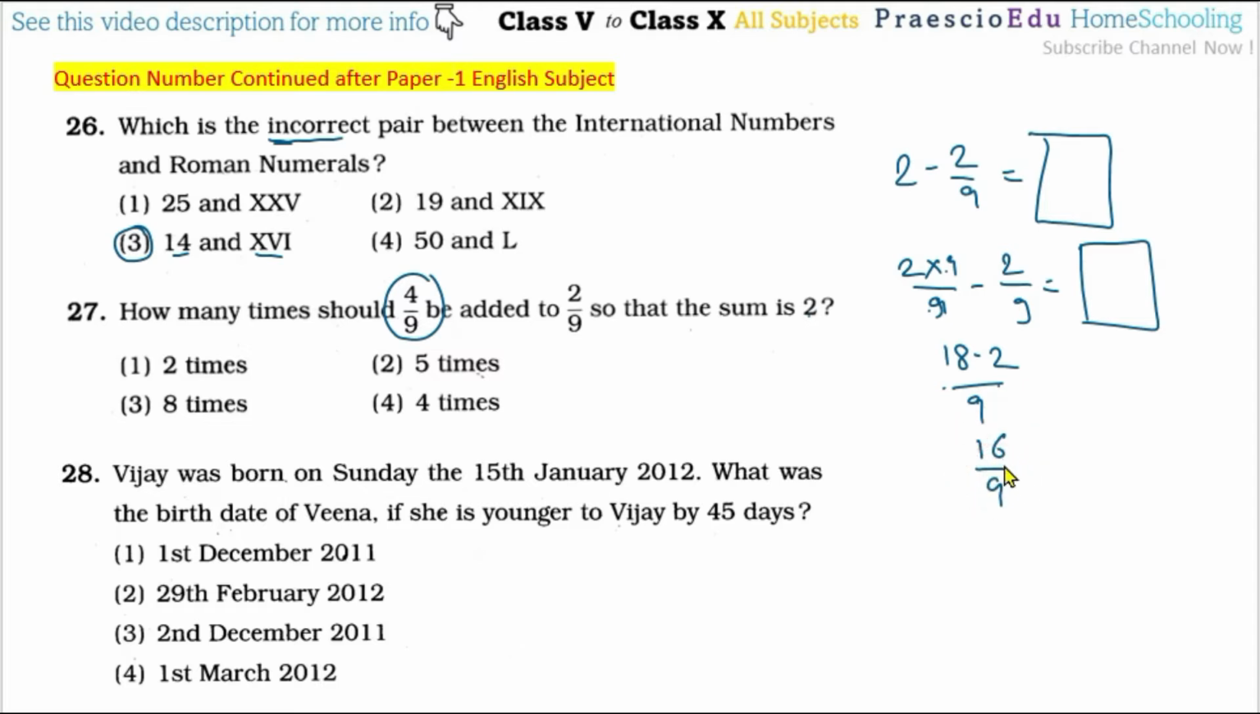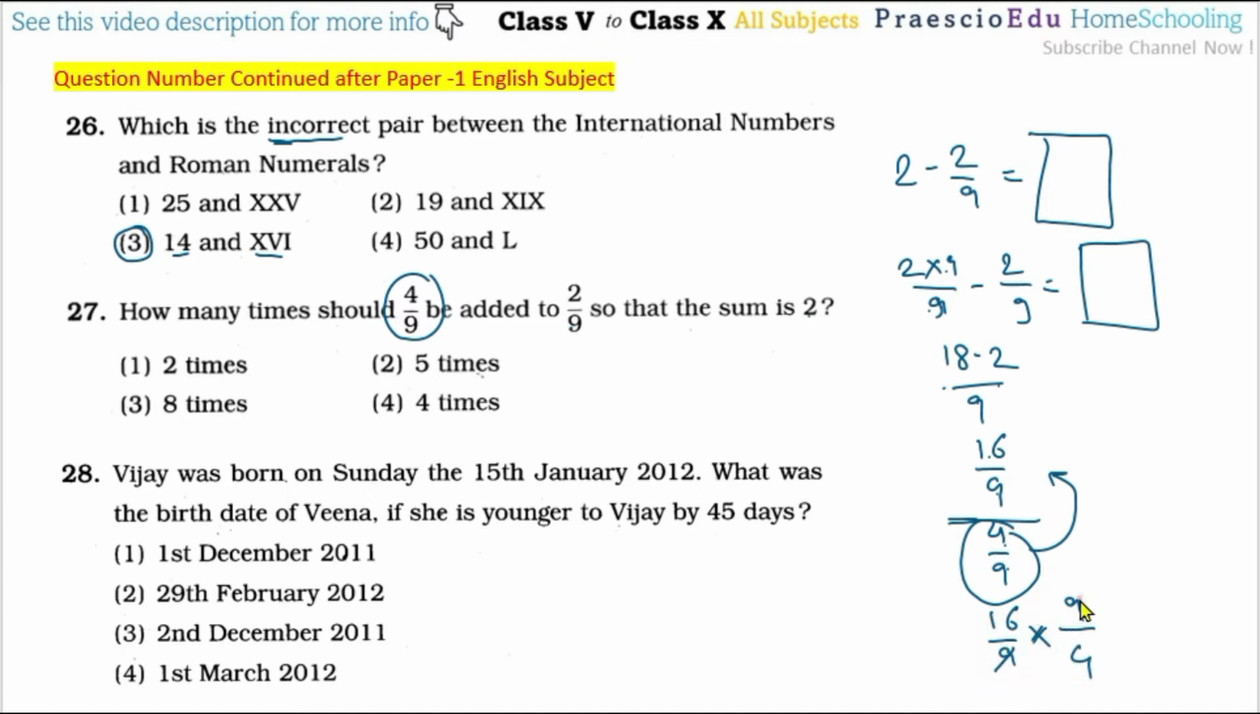So now 16 by 9 divided by this 4 by 9. If we divide by 4 by 9, automatically how many times it has to be added to this number will come out. So now 16 by 9 divided by 4 by 9. Now this becomes a multiplication, because this is one complete term and this is another term. So 16 by 9, we will take the inverse of this one, multiply by 9 by 4.